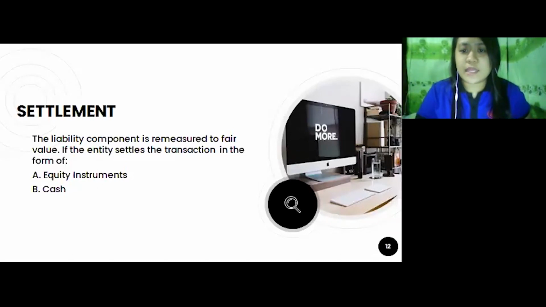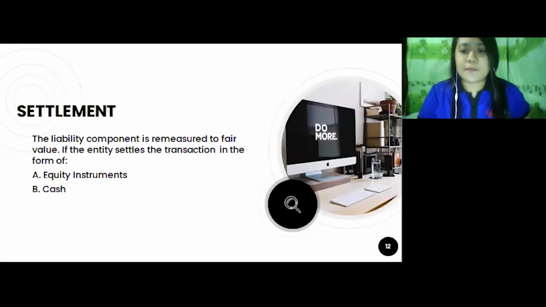So next would be settlement. On settlement date, the liability component is remeasured to fair value. If the entity settles the transaction in the form of equity instruments, the liability is transferred directly to equity as consideration for the issuance of the shares. And cash, of course, the cash payment is applied as settlement of the liability. So yung previously recognized na equity component will remain within equity regardless kung anong settlement option ang napili. However, a transfer within equity may be made, like for example, yung pag-transfer ng balance ng share options outstanding account doon sa share premium na general account.